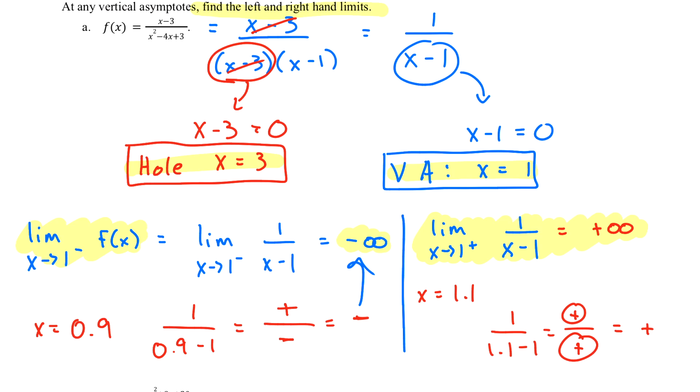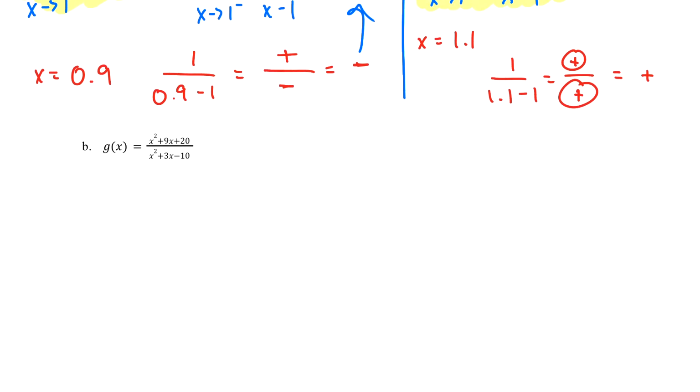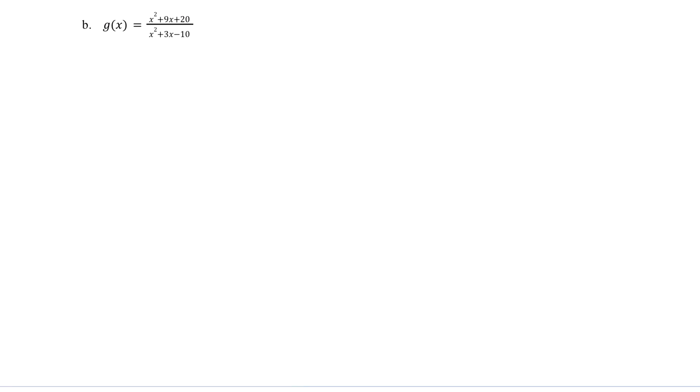And we can use this idea of taking an x value that's close to the x value that we're approaching and plug it in. We can use that for any infinite limit or any vertical asymptote. I think it's the most efficient way to evaluate vertical asymptotes, as it makes those problems a whole lot easier. Let's take a look at one more here. Here's g of x equals x squared plus 9x plus 20 divided by x squared plus 3x minus 10.